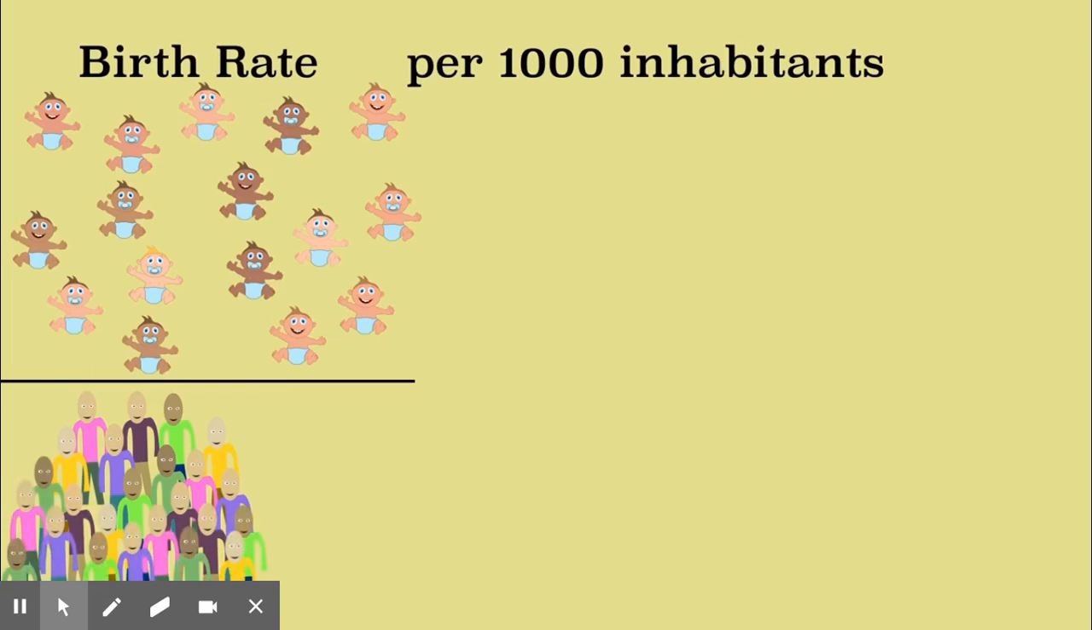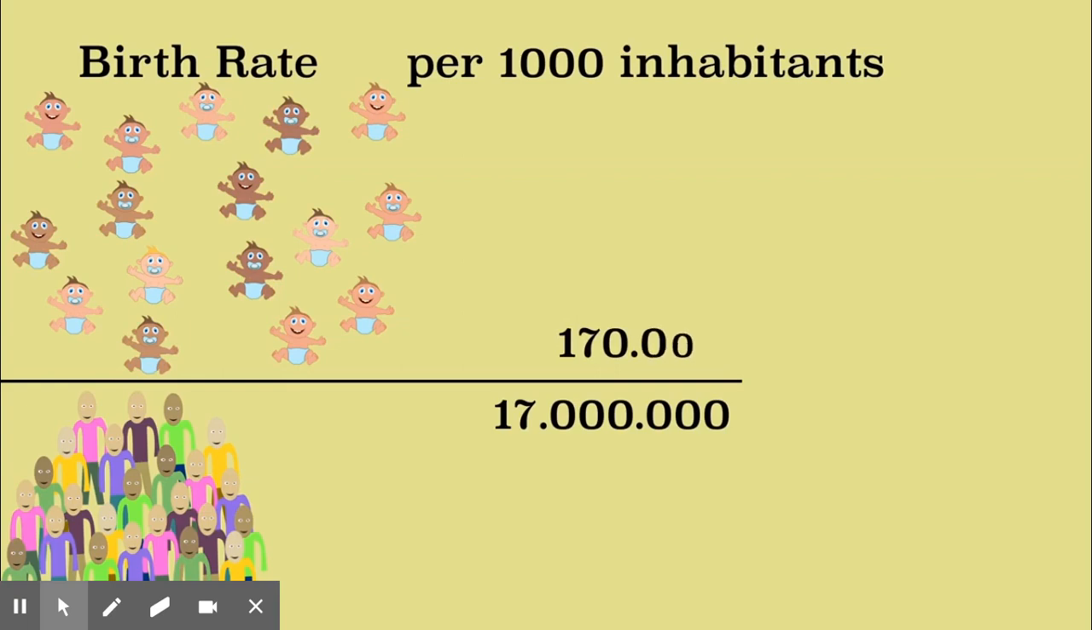The Netherlands had 17 million inhabitants in 2016 and 170,000 babies were born in that year. We divide the number of babies by the number of inhabitants and multiply by thousands to calculate the birth rate. We therefore divide 170,000 by 17 million people and we multiply by thousands. So the birth rate of the Netherlands in 2016 was 10.0.